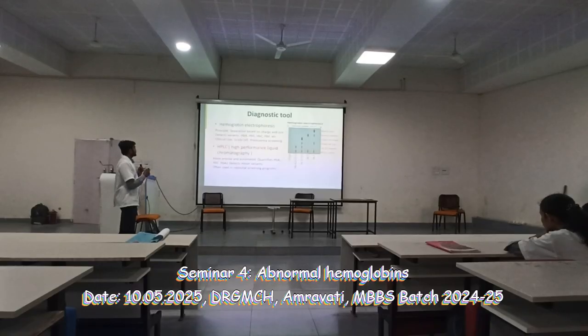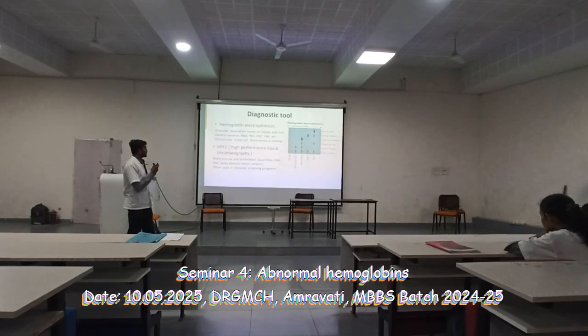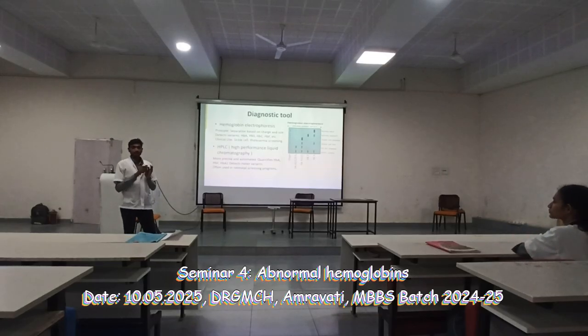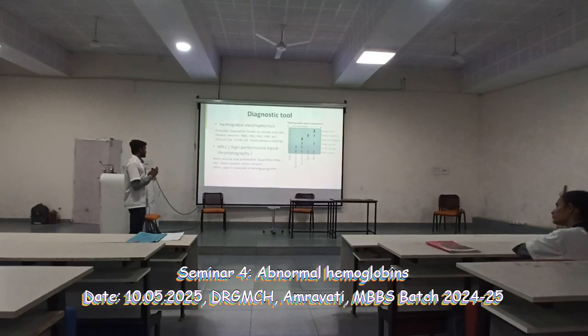The next one is hemoglobin electrophoresis. It is based on separation by charge and size. It helps us to detect the different abnormal forms of hemoglobin. Some labs may use high performance liquid chromatography. It helps determine the precise quantity of hemoglobin present.